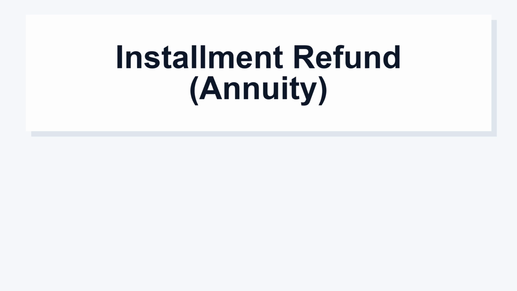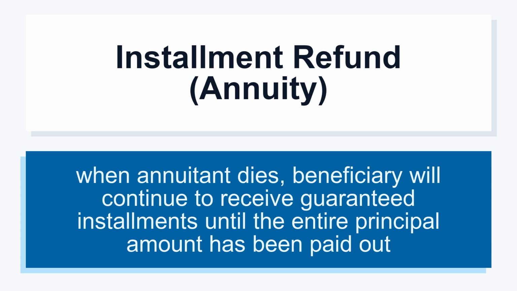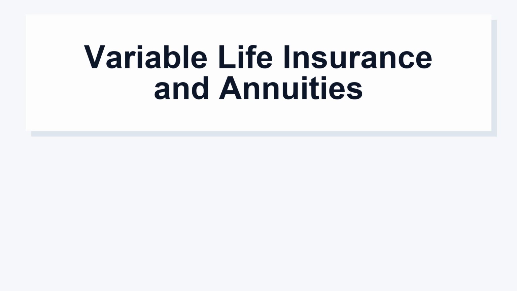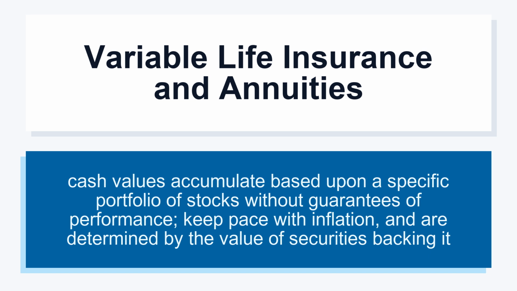Installment refund annuity: when annuitant dies, beneficiary will continue to receive guaranteed installments until the entire principal amount has been paid out. Variable life insurance and annuities: cash values accumulate based upon a specific portfolio of stocks without guarantees of performance, keep pace with inflation, and are determined by the value of securities backing it.